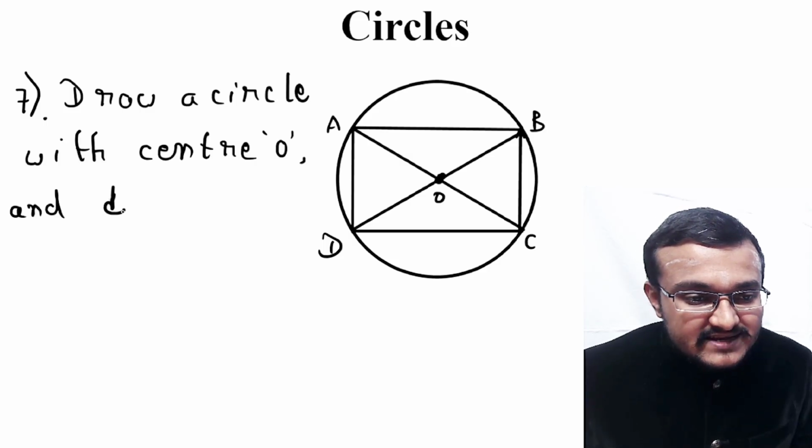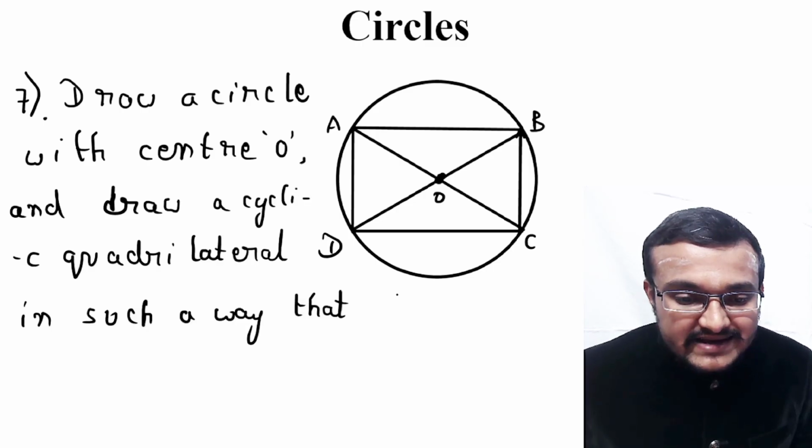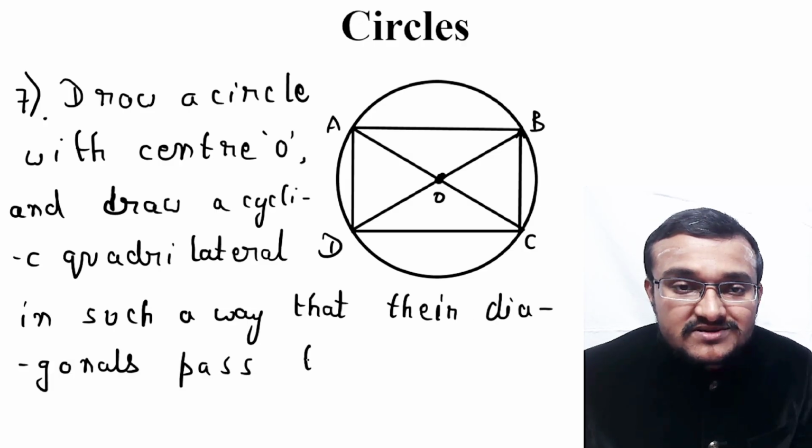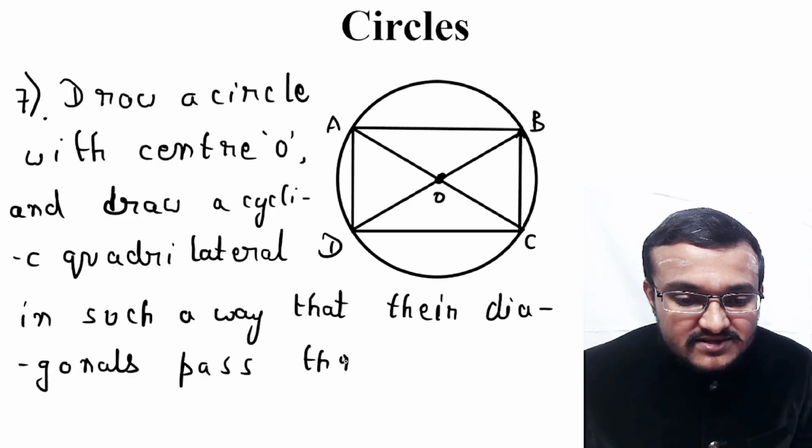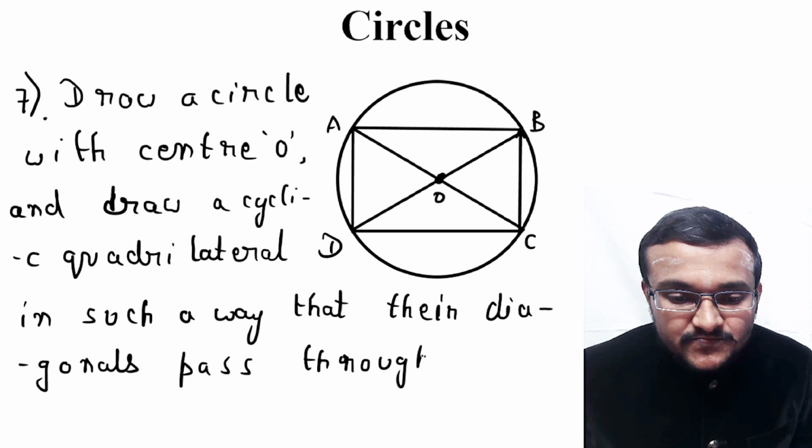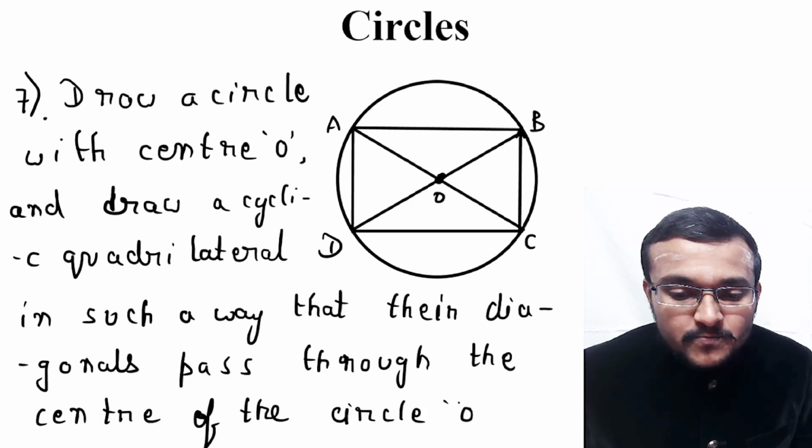Draw a cyclic quadrilateral whose diagonals pass through the center of the circle O.